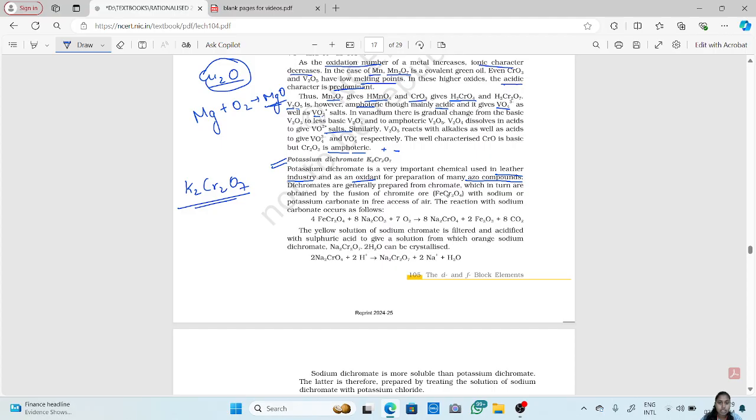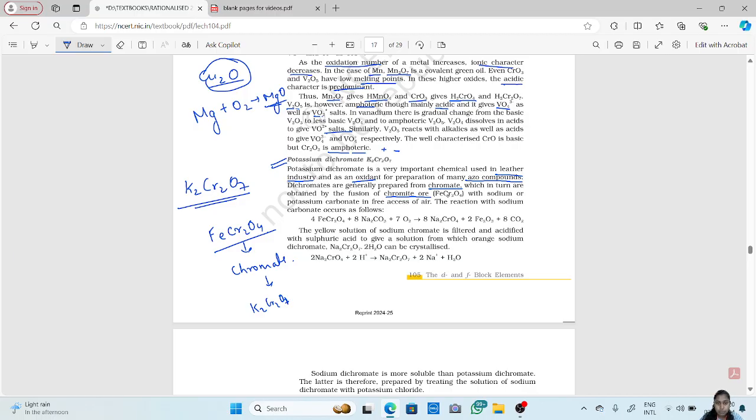Now, dichromates are generally prepared from chromates, which in turn are obtained by the fusion of chromite ore. Potassium dichromate is prepared from chromate, but chromate is prepared from chromite ore. Chromite ore is FeCr2O4. From this chromite ore, we get chromate, and using this chromate, we can form K2Cr2O7.